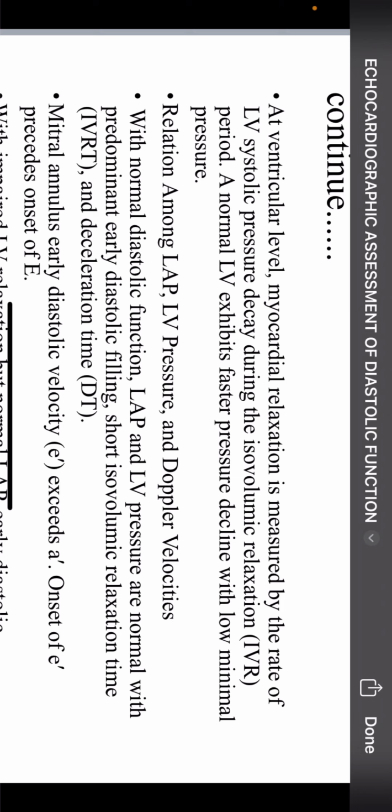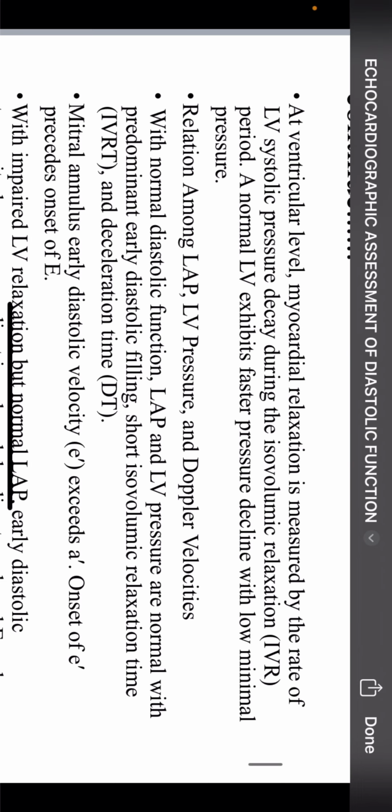But before, we have to see how left atrial pressure, LV pressure, and Doppler velocities are related. With normal diastolic function, this is what we expect. LA pressure and LV pressure are normal, with predominant early diastolic filling, short isovolumic relaxation time, and short deceleration time. Now, this is a new term, deceleration time. We shall see what deceleration time is and what it measures. Diastolic deceleration time measures LV stiffness. Another measure of LV stiffness is E wave velocity.